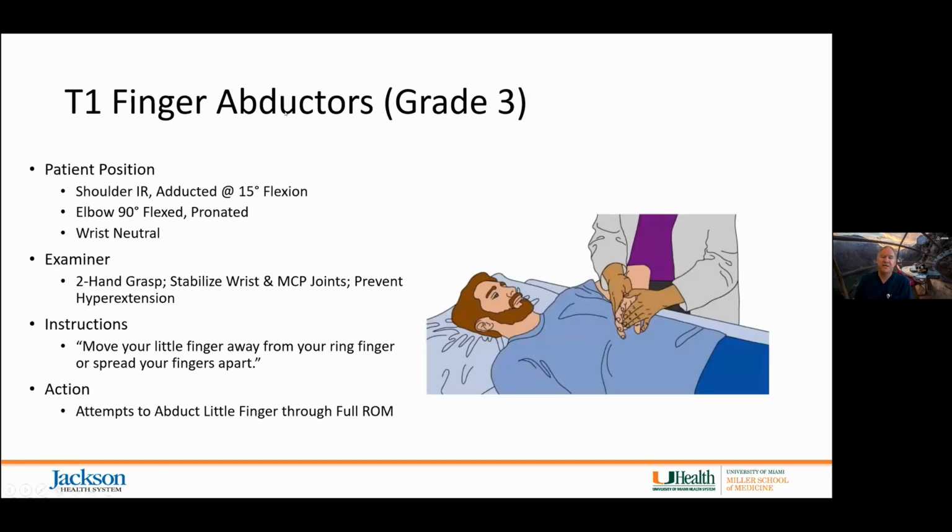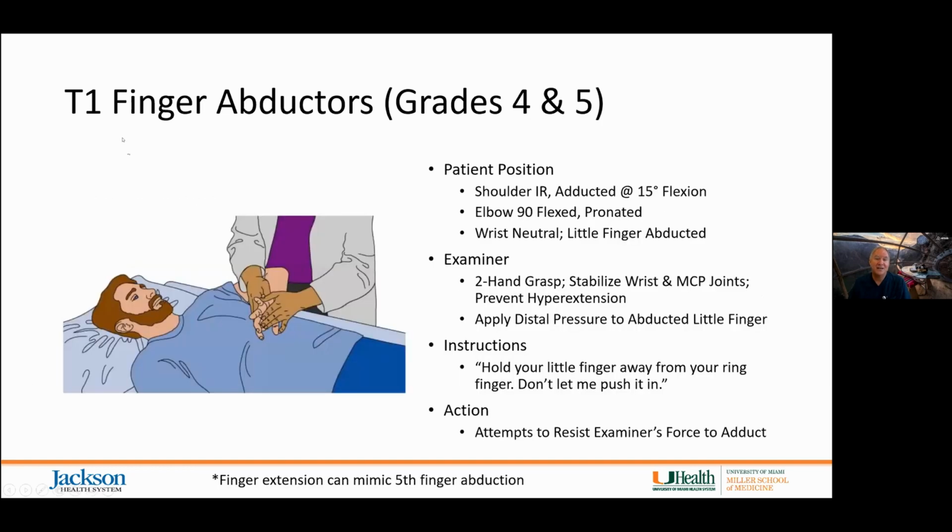For a grade 3, you actually turn their hand so that the little finger is pointed up towards the ceiling, and then you ask them to move the little finger away from the ring finger so that we're seeing if they can move against gravity. If they can, then we move them forward and ask them to completely abduct that little finger. And we say, hold your little finger away from your ring finger, don't let me push it in.